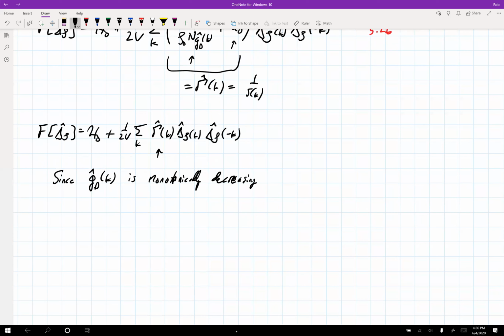And so what we can see is that the system will go unstable, and by unstable, I mean thermodynamically unstable. In other words, the second derivative of the free energy becomes negative when gamma hat of k is less than 0. And because of the functional form of this, we can just focus on the k equals 0 mode, in other words, the average behavior of the system.